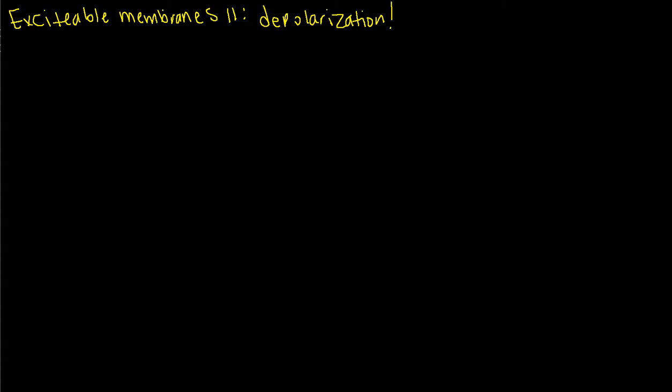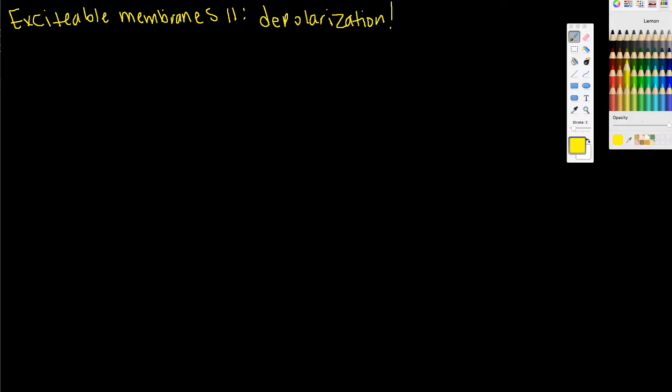All right, hi everybody. I am back for part 2 of excitable membranes. And this side or step is depolarization. So what happens when you take a membrane that has been polarized, which means there's charge separation across the membrane, and then you undo it.